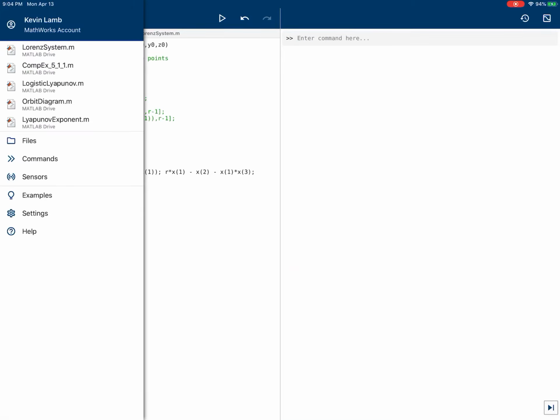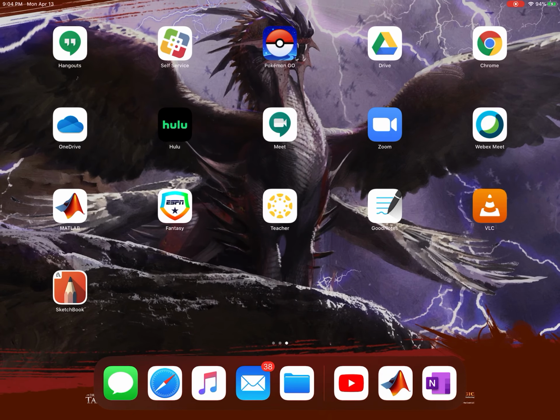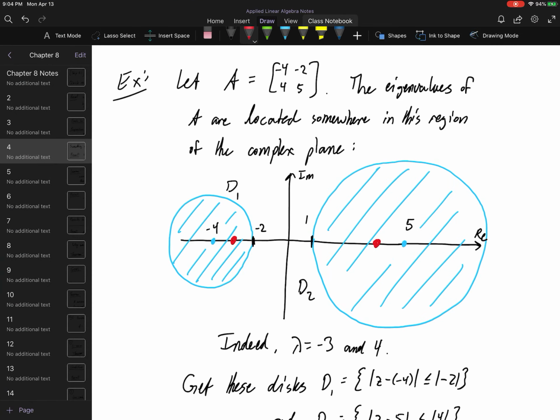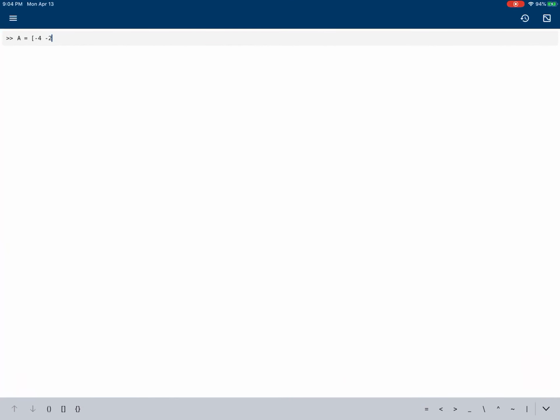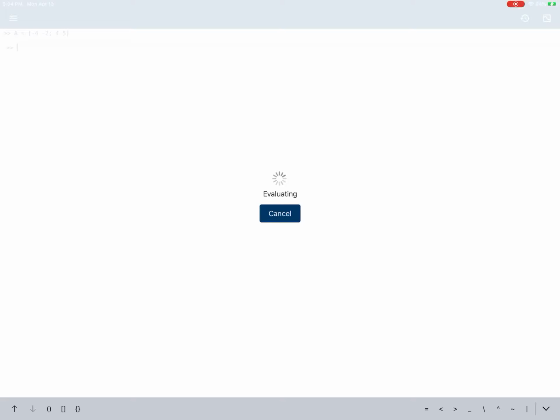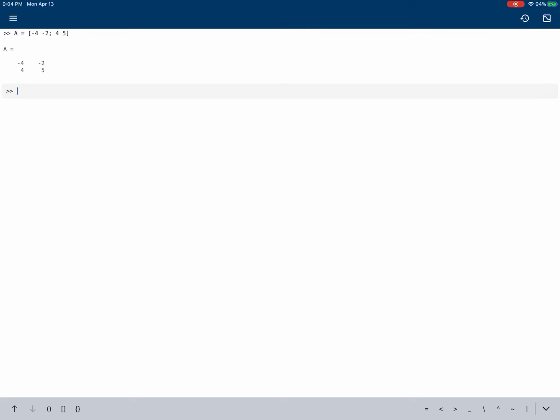There we go. Let's go ahead and kill this off then, and go back to the command window. So we had a matrix, minus 4, minus 2, 4, 5. Did I remember that correctly? So I can go ahead and throw this into the computer. The command that I want to use is eig. And this is going to give me a list of eigenvalues for A.